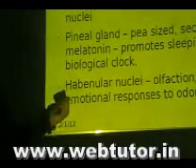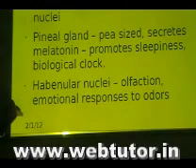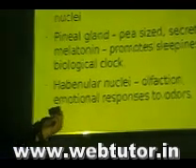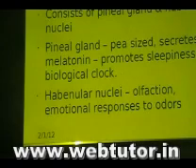Alright. And then the other part of your epithalamus is your habenular nuclei. Okay, it is related to olfactory and emotional responses to odors. Again, the example of, you go to a restaurant and you order a certain kind of sweet and the aroma reminds you of your mom. Arey, mom aisa khana banati thi. Something like that. Emotional responses to odors.